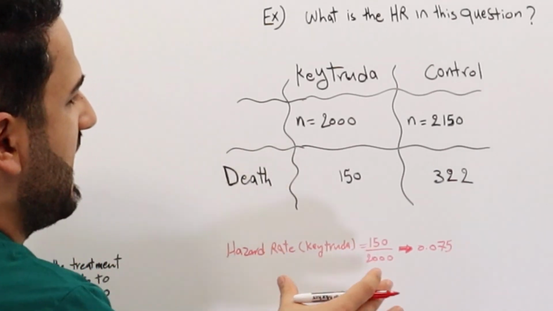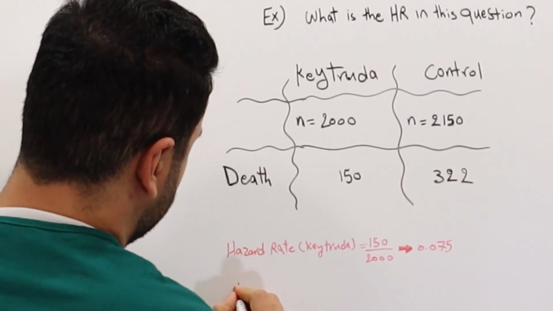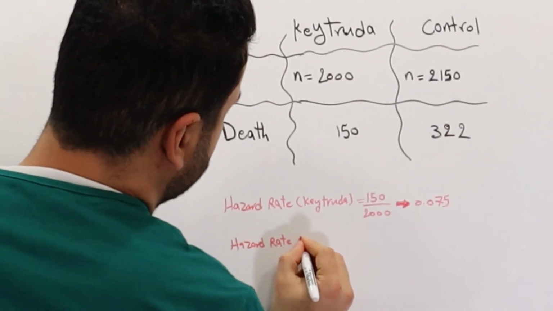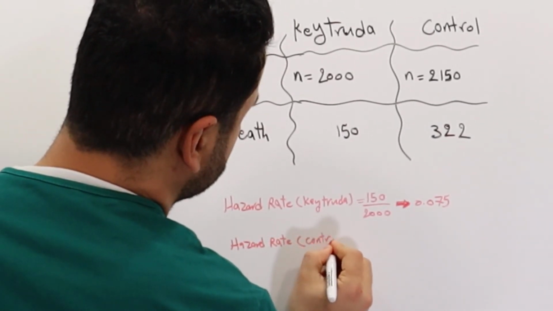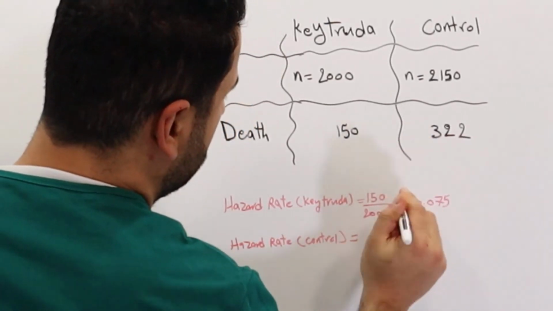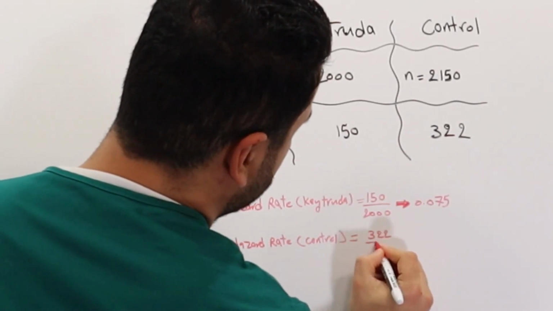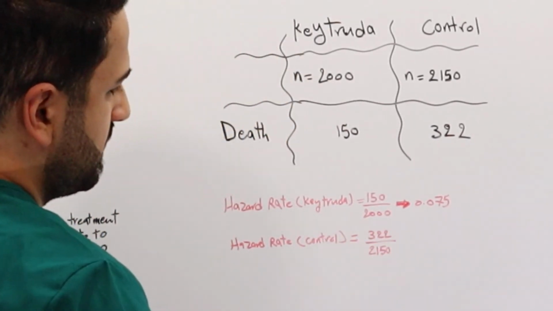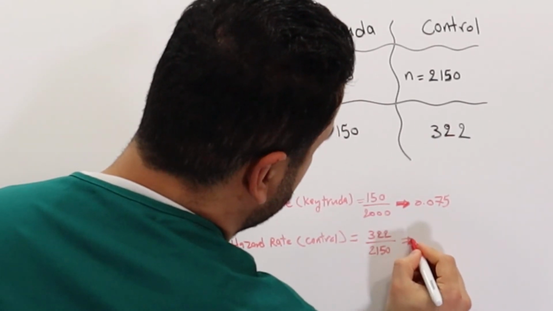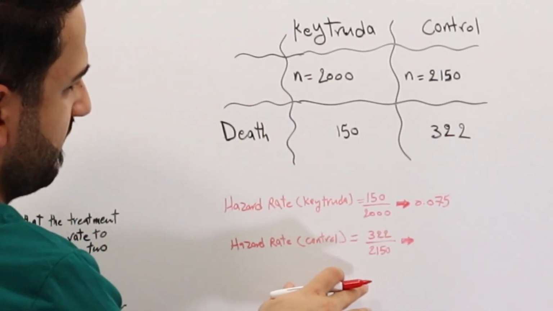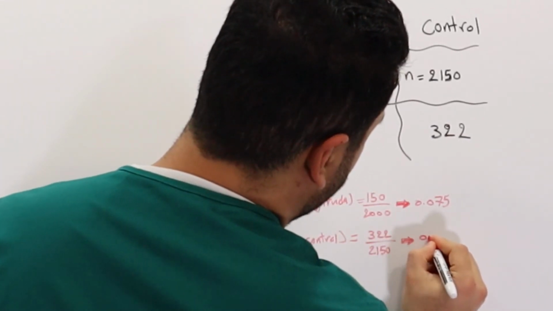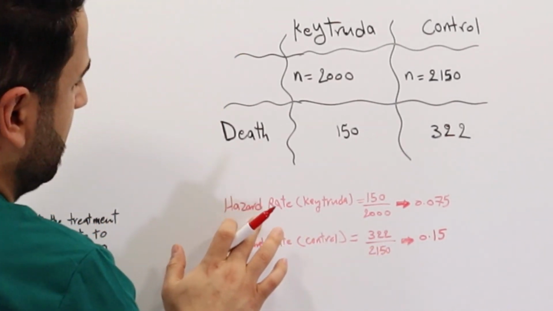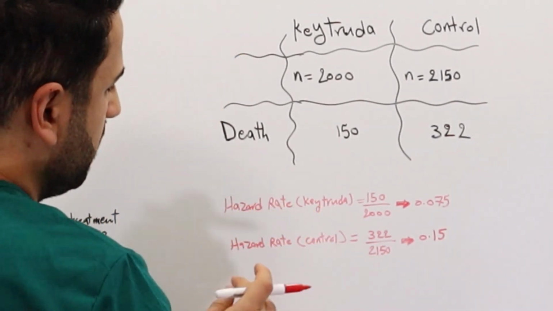Now, I need to calculate the hazard rate in the control group. So hazard rate, in parentheses control, equals 322 individuals over 2,150. If you plug this into the calculator, you're going to end up with 0.15.